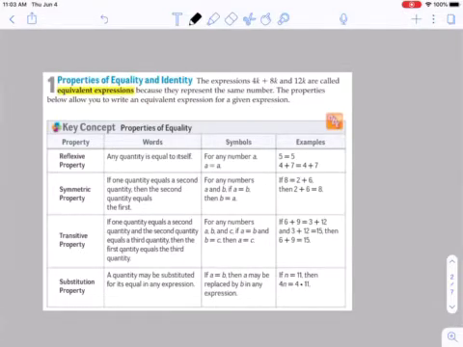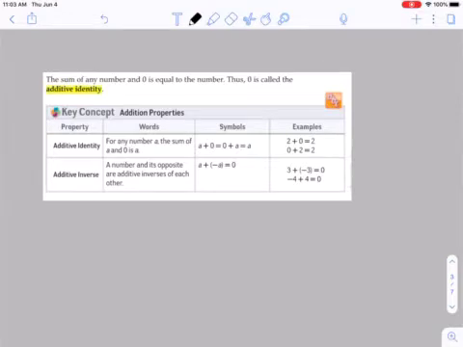Okay, now let's look at the other properties, and then I'll probably pause this video and have a second video, like a part 2 for this. This one says the sum of any number and 0 is equal to that number.